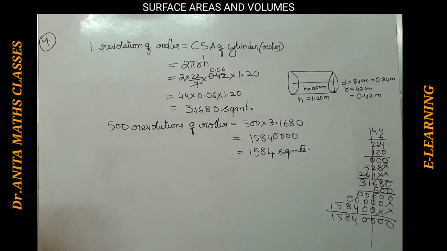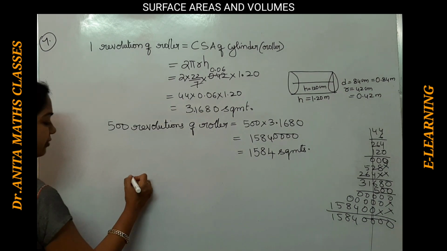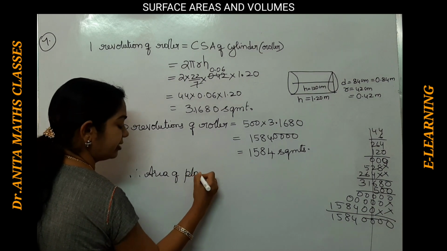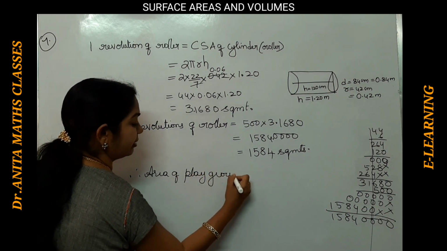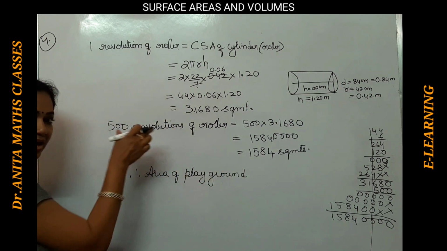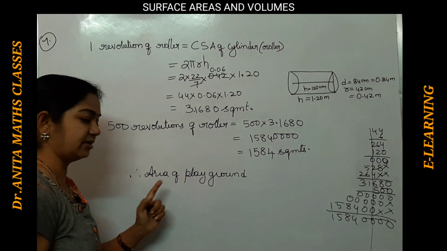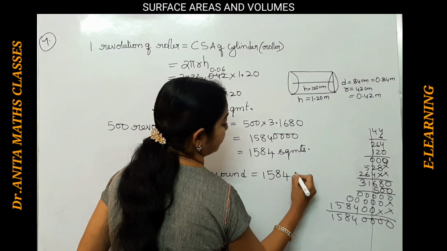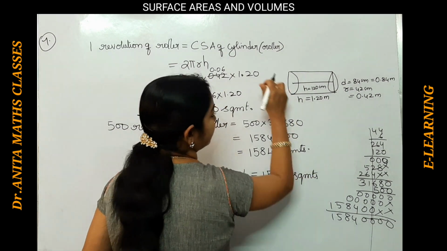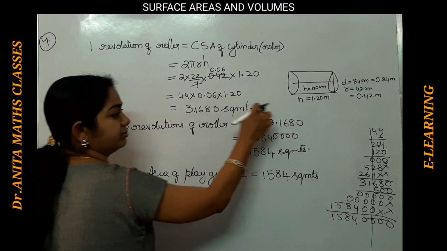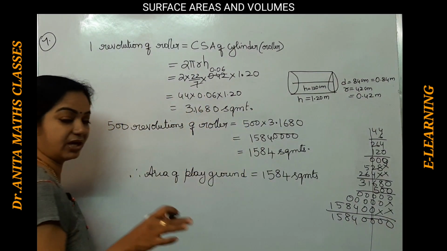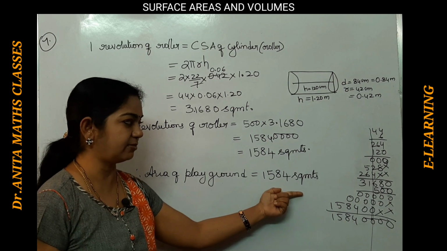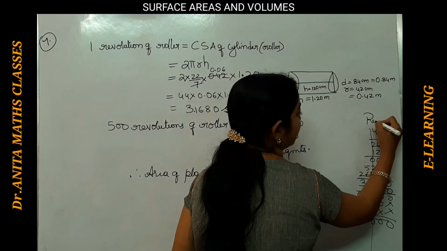Here we had to find the area of the playground. Because in 500 revolutions the roller covers the entire playground, we calculated the CSA of 500 revolutions. So 500 revolutions is nothing but the entire playground. The area of the playground is 1584 square meters. First we took centimeters, but later we shifted into meters because we had to find square meters. So the area of the playground is 1584 square meters.